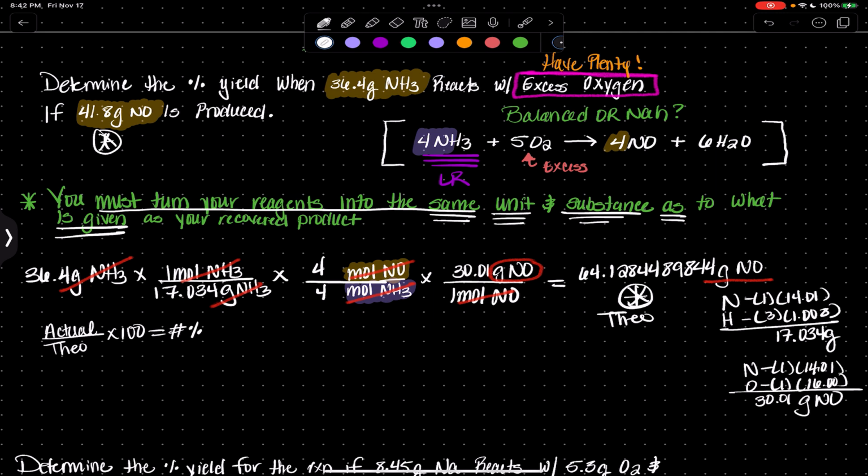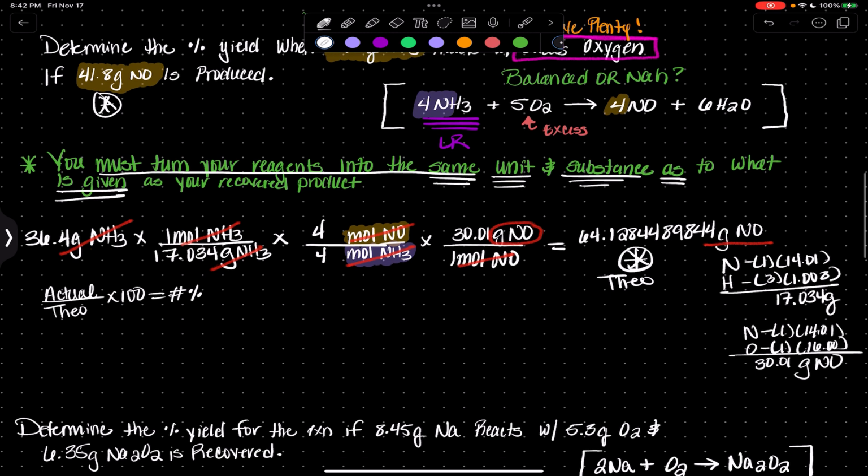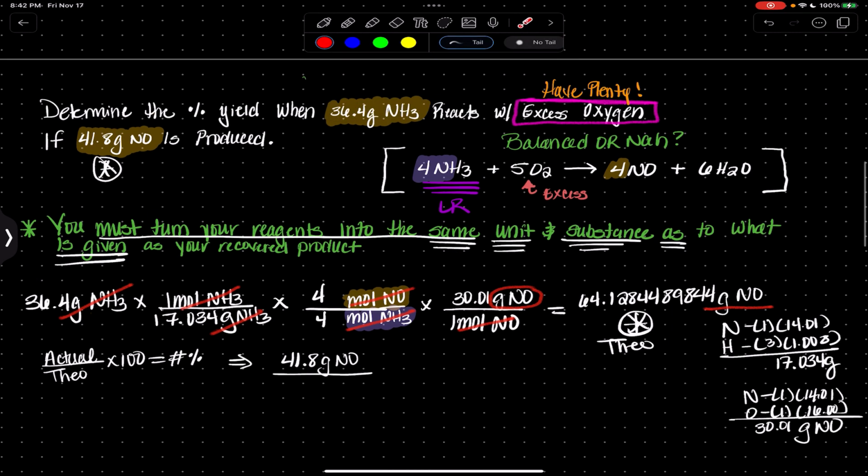It says if 36.4 grams of ammonia reacts with excess oxygen, if 41.8 grams of nitrous oxide is produced. All right. So I know actually in lab, I isolated 41.8 grams of nitrous oxide. I'm going to compare that to the possible amount I can get from stoichiometry. Notice I was given 3 sig figs a piece in my problem, so I'm good to limit my numbers to 3 significant figures here. 64.1 will do the trick just fine.